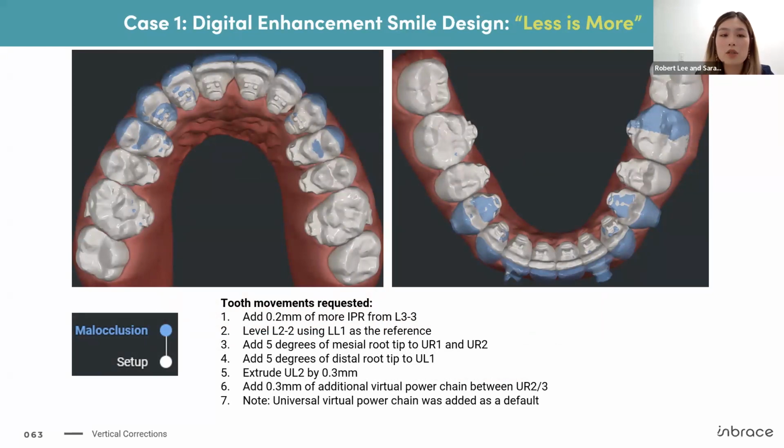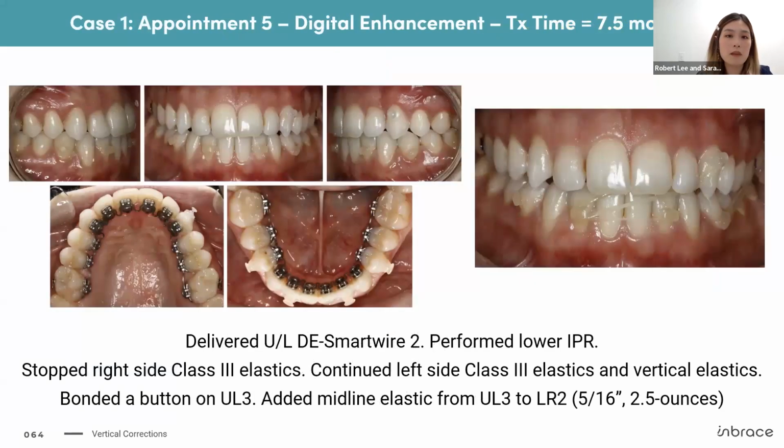In this case, we wanted to do a little bit more IPR to continue to tuck the uppers in for the overjet. We added some tip corrections and then added some virtual power chain.